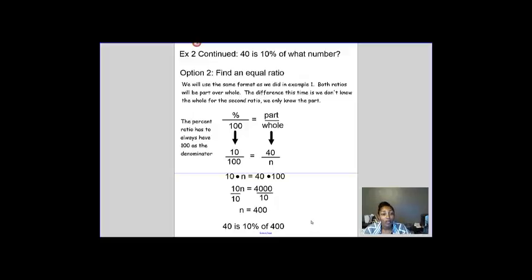So when you are solving a percent problem, the first thing that you can do is either multiply by the percent or divide, and it's important to figure out, am I finding the percent, am I finding the part, or am I finding the whole? The second thing that you can do is find an equal ratio and make sure that you're using the ratio proportion, which would be percent over 100 equals part over whole.